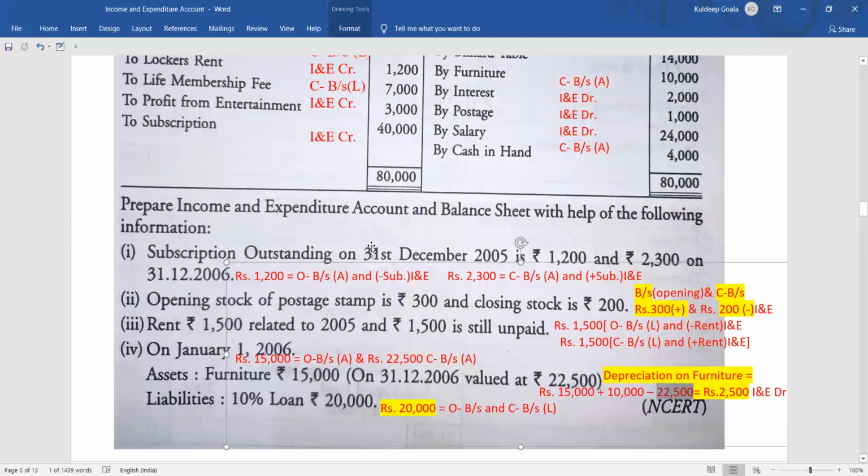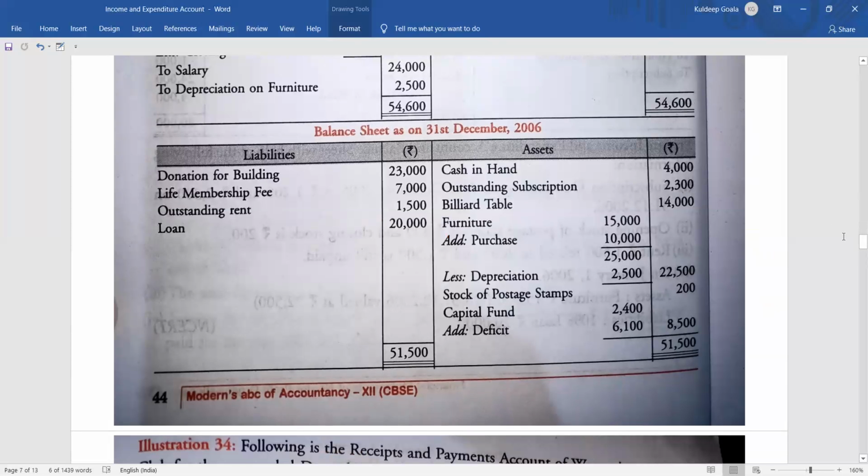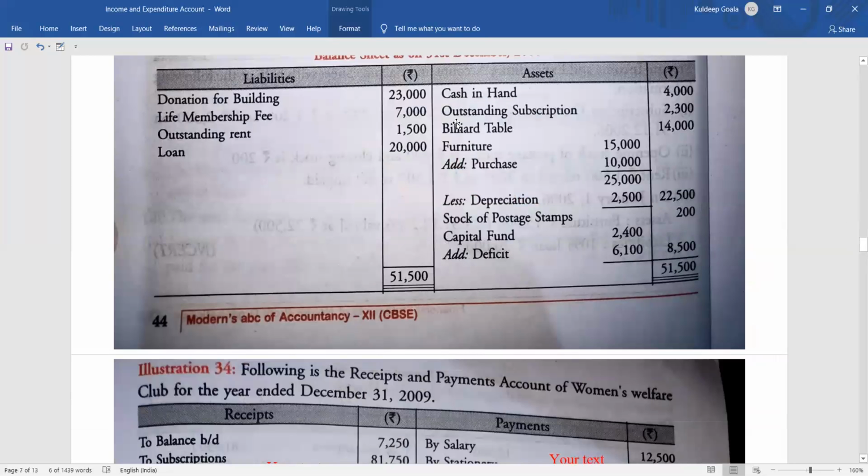The box is over. As the receipts and payment account is over, let's see what is in the adjustment. First of all, subscription outstanding on 31st of December 2006. How much? 2,300. That will come in the closing balance sheet asset side, isn't it? This will come in the closing balance sheet asset side. Okay, 2,300. So let's go to the closing balance sheet again and write down outstanding subscription 2,300. Then going to the next one, what do we have? Closing stock of the postal stamp 200 rupees will come. So here it is, the closing stock of postal stamp 200 rupees.